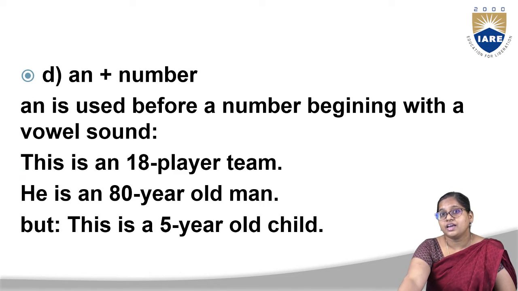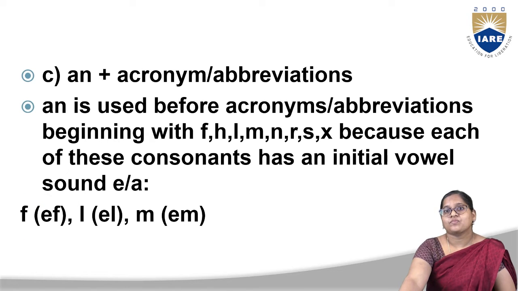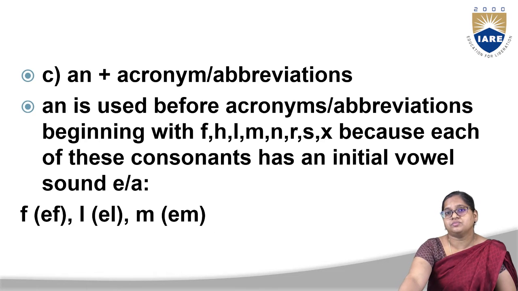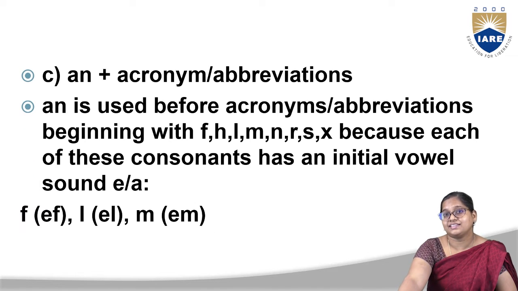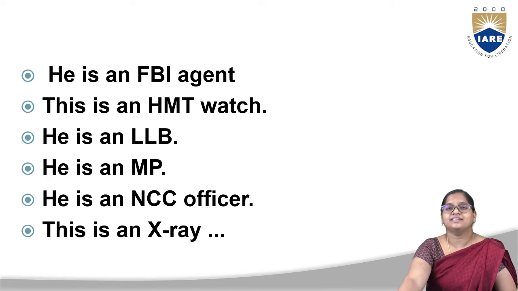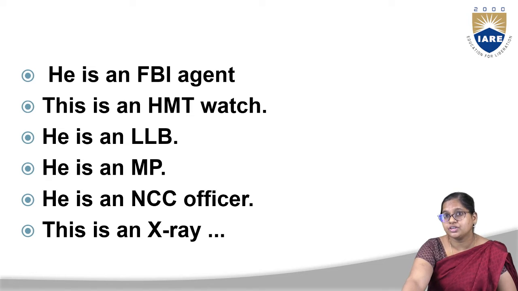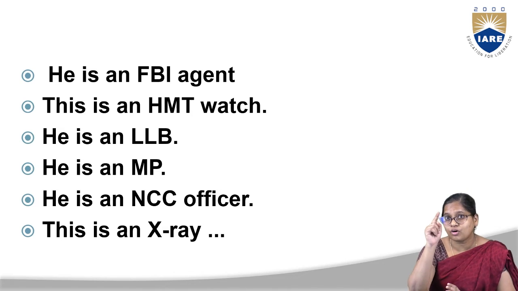This is an H, an HMT. L, okay, MP, M sound. See M. He's an NCC officer. This is an XL. So these will take the indefinite article "an", because though they have the letters F, H, L, M, they are not pronounced by their names. These are all consonant sounds.